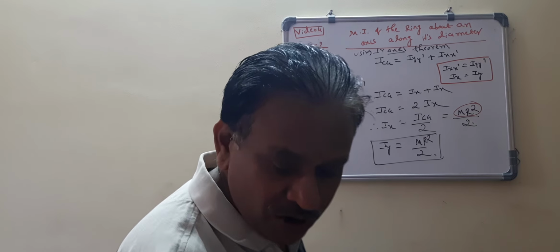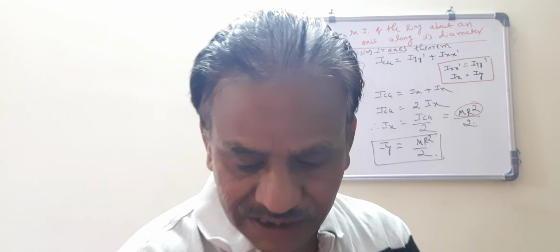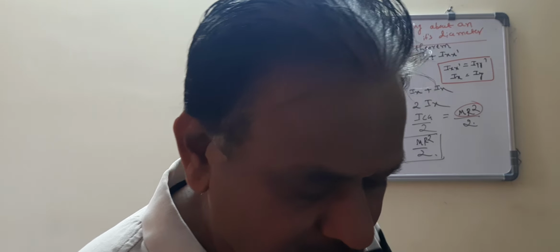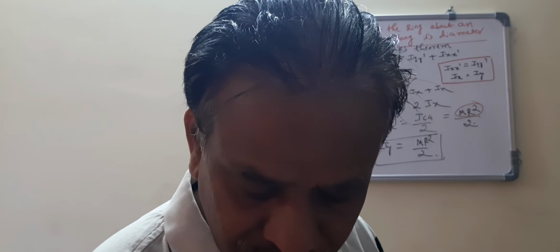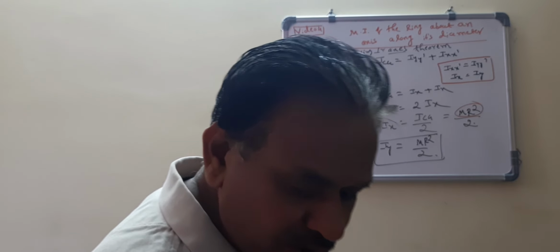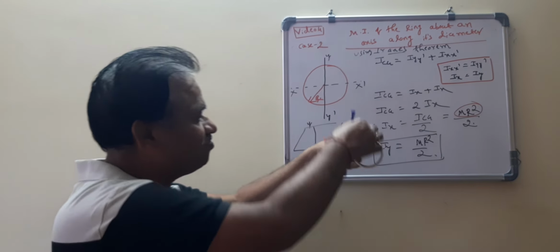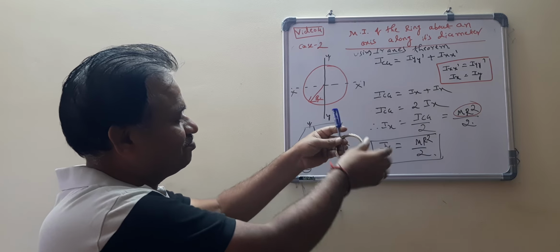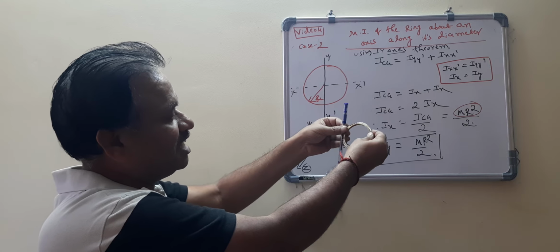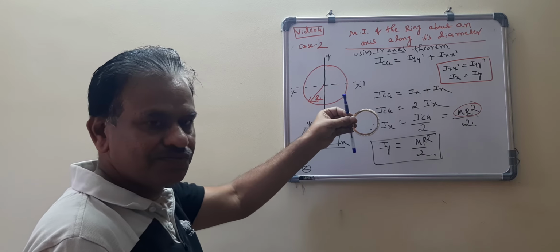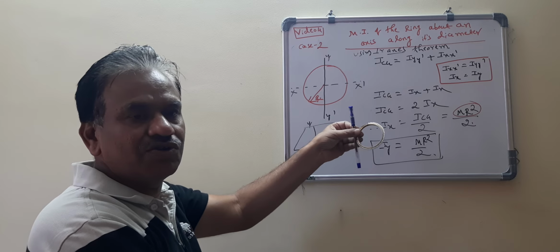Next, one more case is there, about an axis tangent. Moment of inertia about a tangent. This is the ring, like this. In this plane, it is a tangent. That derivation, now I will do it.